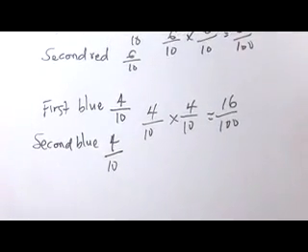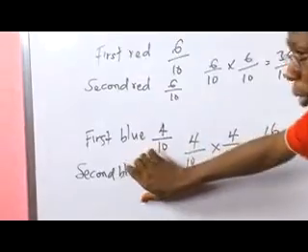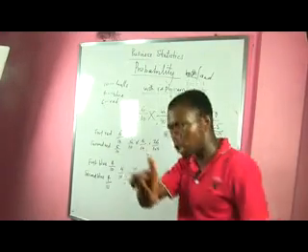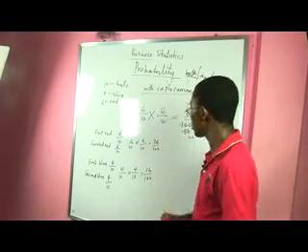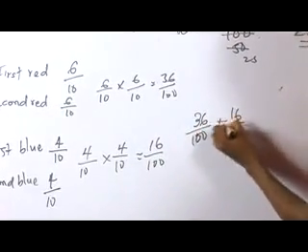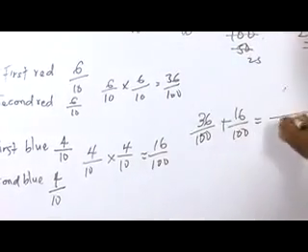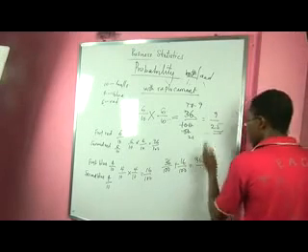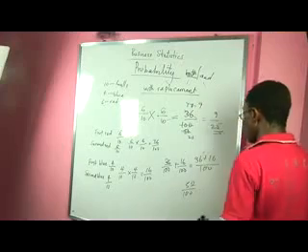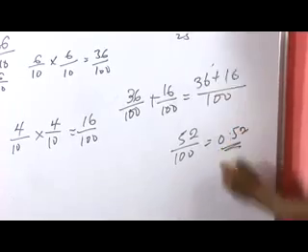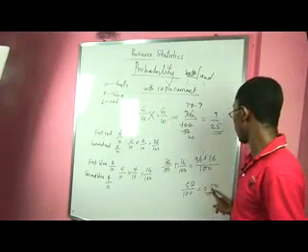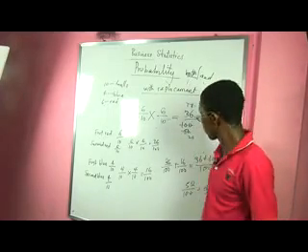Because 4 times 4 is 16, and 10 times 10 is 100. Because we are now saying that if I pick red first, I cannot pick blue second. If I pick blue first, I cannot pick red second, because they must be the same color. That means they are mutually exclusive. And when it is mutually exclusive, it must be added. Therefore, it will be 36 over 100 plus 16 over 100, which is all over 100 as the LCM, 36 plus 16. When we add this together, we will get 52 over 100. So if you divide, you will get 0.52 as your value. So the probability of picking both to be the same color is 0.52 as a value.